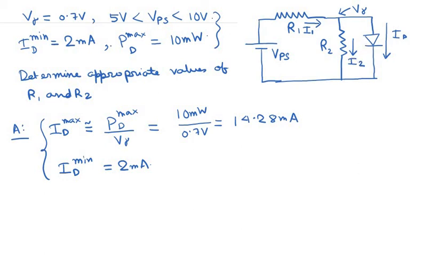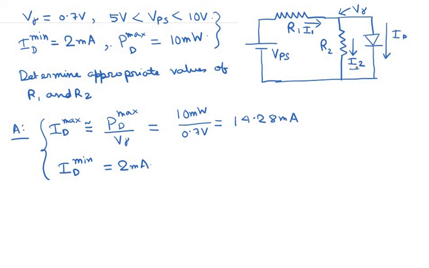Now in this case we will not assume that R2 is a variable resistance, which generally happens for a Zener regulator. Here we will assume R2 is constant in this problem. So R2 can only draw a fixed amount of current. This current I2 is constant. R2 is not a variable resistor.